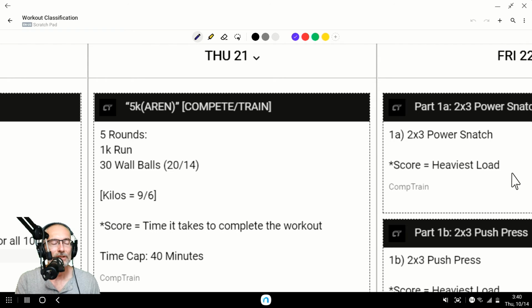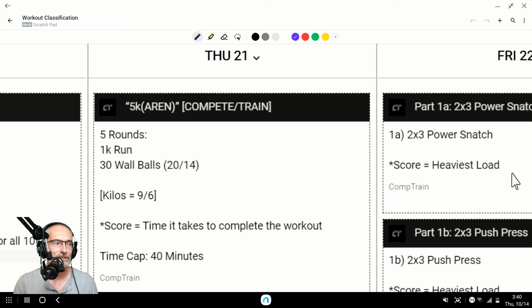And we would be essentially leaving some intensity on the table that we could have gone after and developed some good threshold development on that. If we go too fast on the run, let's say we run our 1K run at our mile pace, then when we come in for the wall balls, we're going to be pretty fatigued. Those wall balls are going to be hard. They're going to take longer than they need to be. And so you can see how that's not going to go very well.